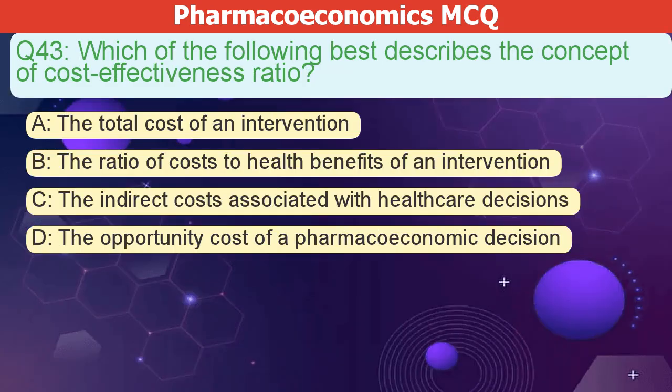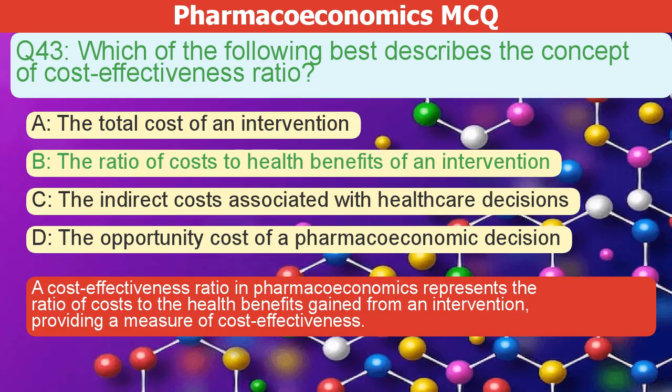Which of the following best describes the concept of cost-effectiveness ratio? A. The total cost of an intervention. B. The ratio of costs to health benefits of an intervention. C. The indirect costs associated with healthcare decisions. D. The opportunity cost of a pharmacoeconomic decision. The correct answer is B. A cost-effectiveness ratio in pharmacoeconomics represents the ratio of costs to health benefits gained from an intervention, providing a measure of cost-effectiveness.